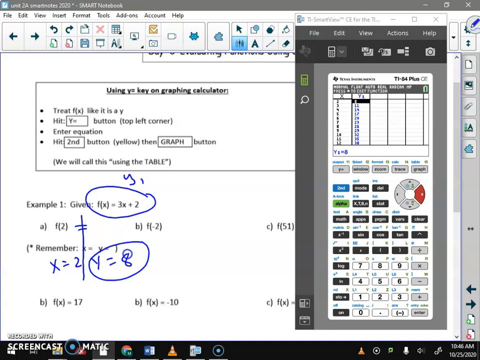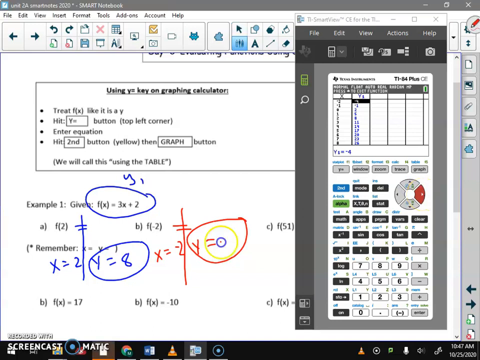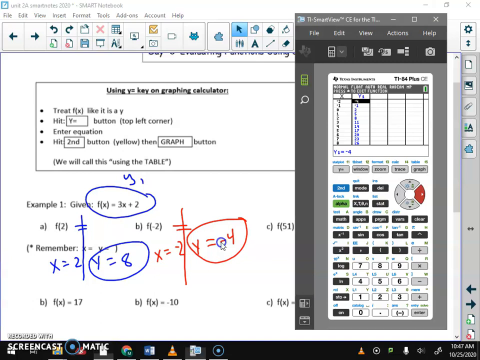Let's do it again. Draw my great wall. X equals -2. What does y equal? Go up to -2. Y equals -4. Circled it. Because there's two numbers, you got to tell us which one's your answer.